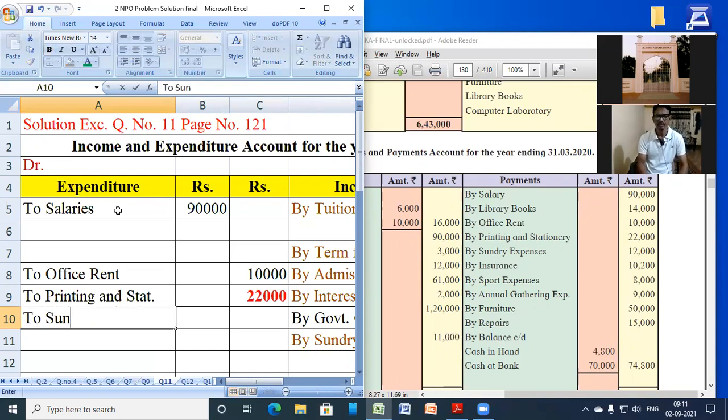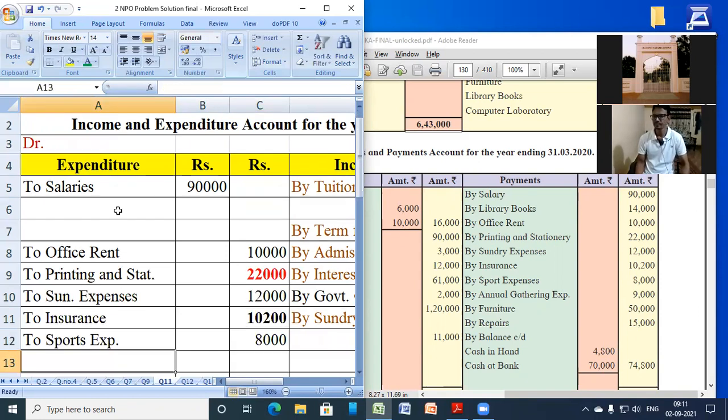To sundry expenses, amount 12,000. To insurance 10,200. To sports expenses 8,000. To annual gathering expenses 9,000.